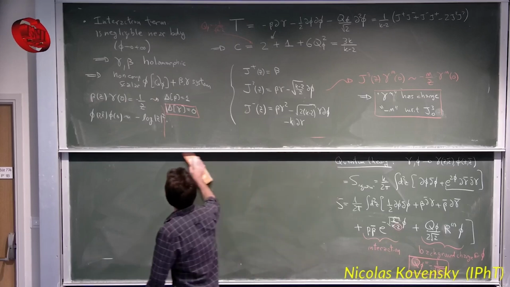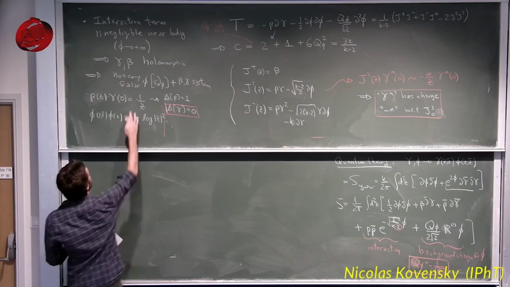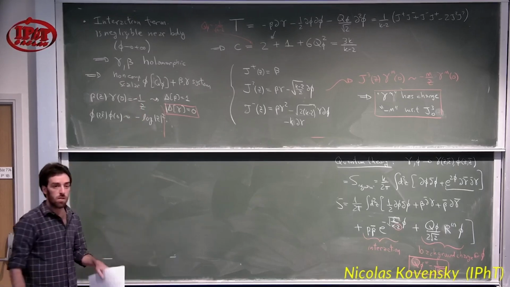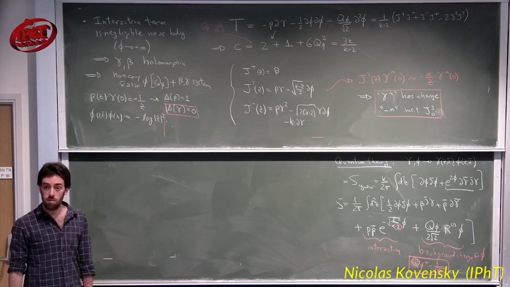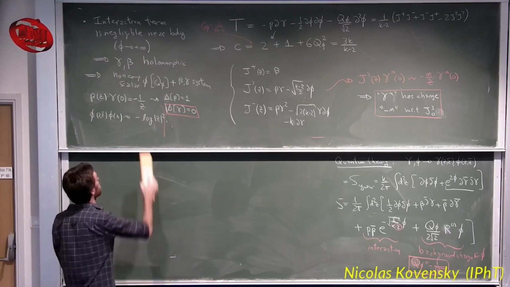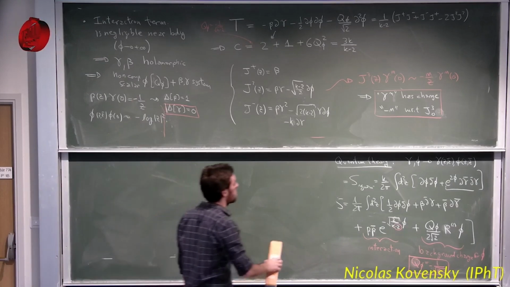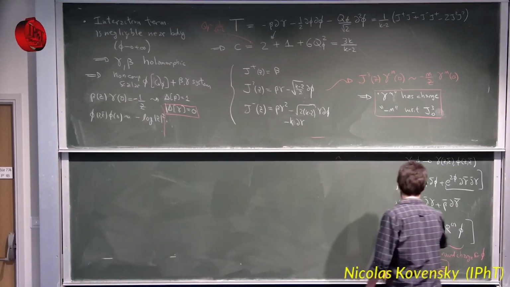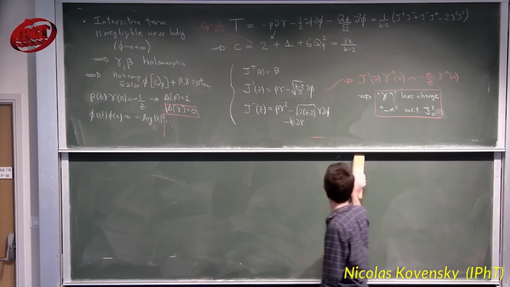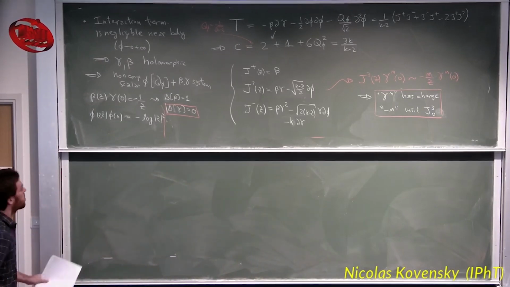Just maybe a small useful comment. If you're more used to the beta gamma system, the ghost system that appears in string theory when you quantize it, that's fermionic, and so you get a plus sign here, the minus sign difference in the OPE. This one is purely bosonic. Okay. So now I want to ask the following question.